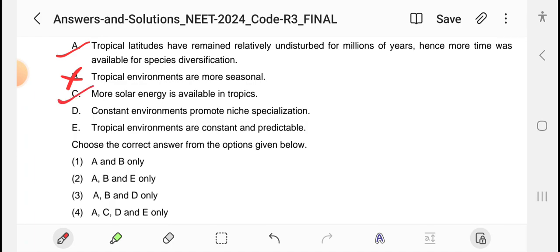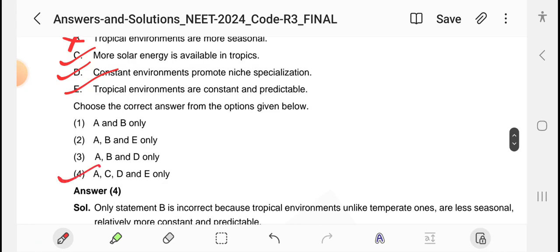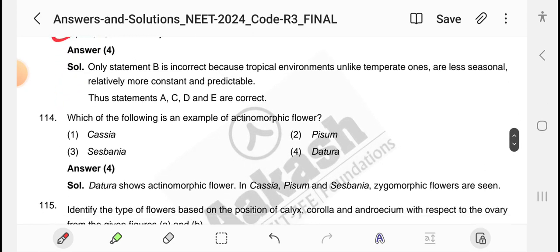Constant environments promote niche specialization. This is also a correct statement. Tropical environments are constant and predictable. This is also a correct statement. So the correct option would be option number 4, A, C, D and E only.